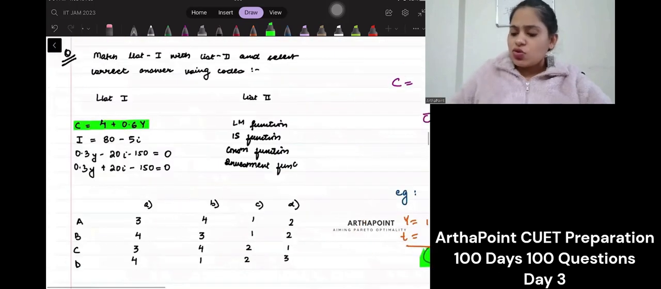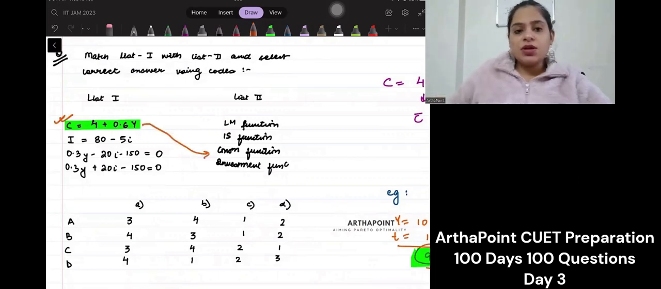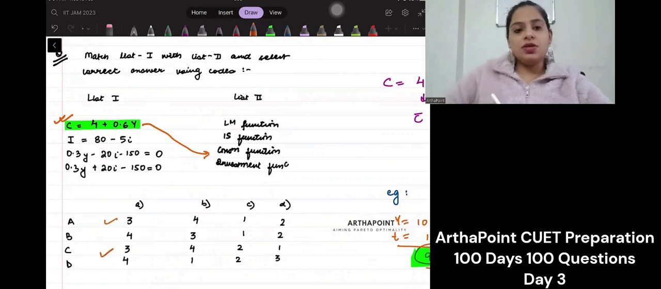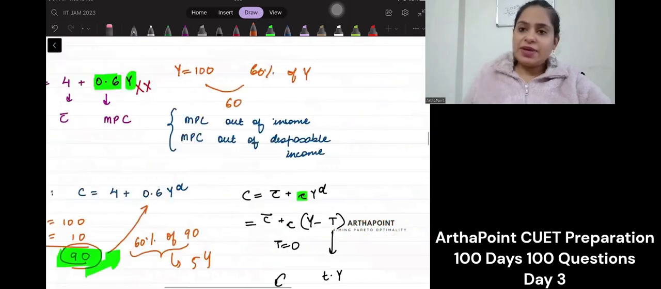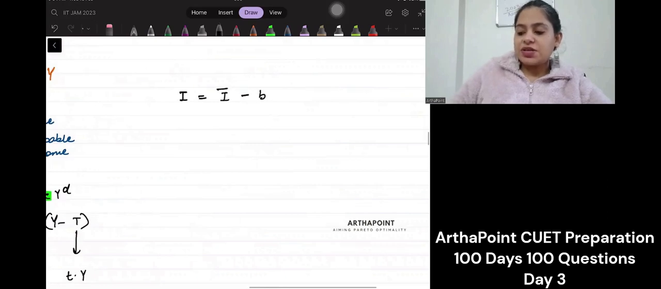Okay. So we understand that this is a consumption function. So this will be mapped to consumption function. So we know that answer of A is C. माने ये भी ठीक हो सकता है और ये भी ठीक हो सकता है. Now come for the answer of B. B is an investment function. So 80 minus 5, क्या है? 80 minus 5r. So I is equal to I bar minus bI.